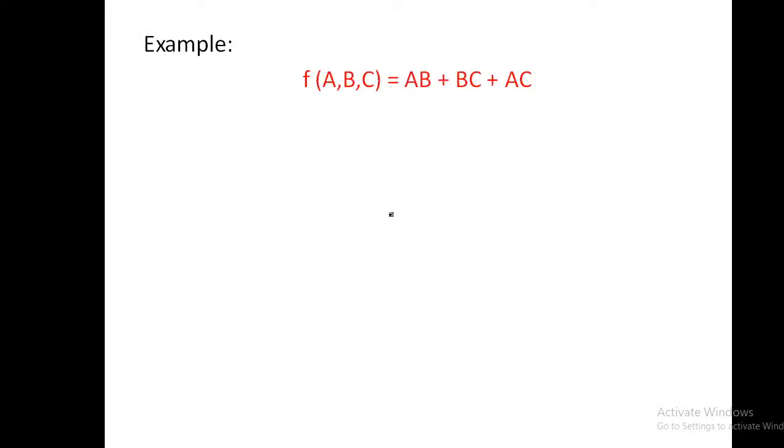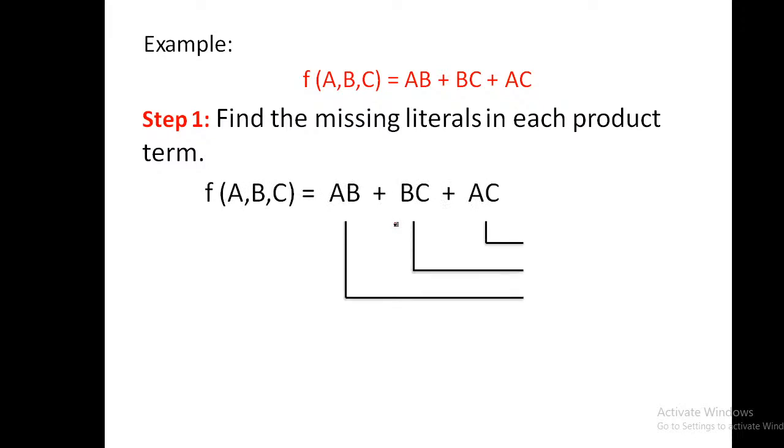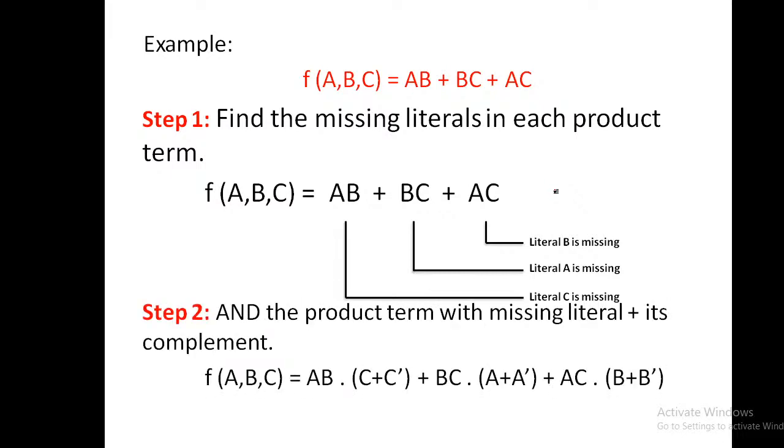Now I have explained this because the animations will not be there in the PPT. This is step 1: you find the missing literal in each of the product terms. Which literal is missing? Three cases are there, as I told you in the example. For this one the B is missing, here the A is missing, and here the C is missing. Finally, if you put the variable and its bar in the product form, you are supposed to get this expression. I think it is visible, right?